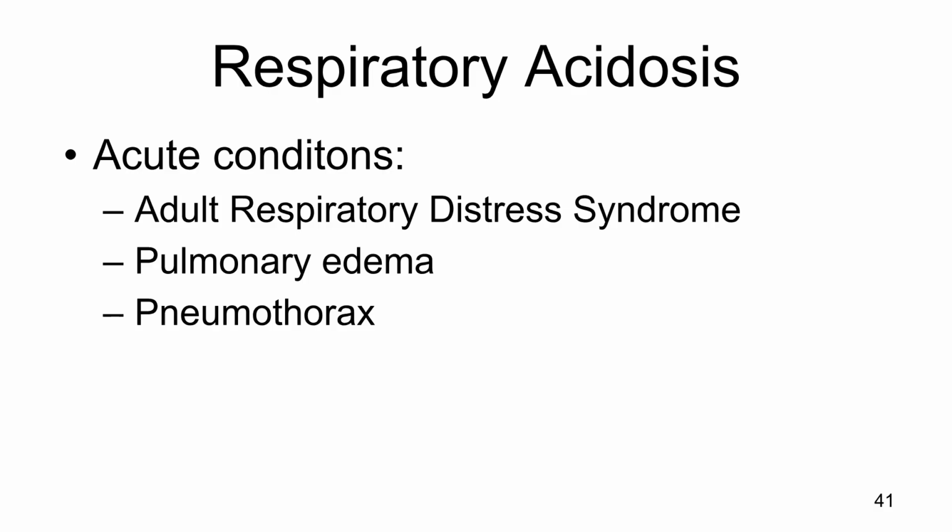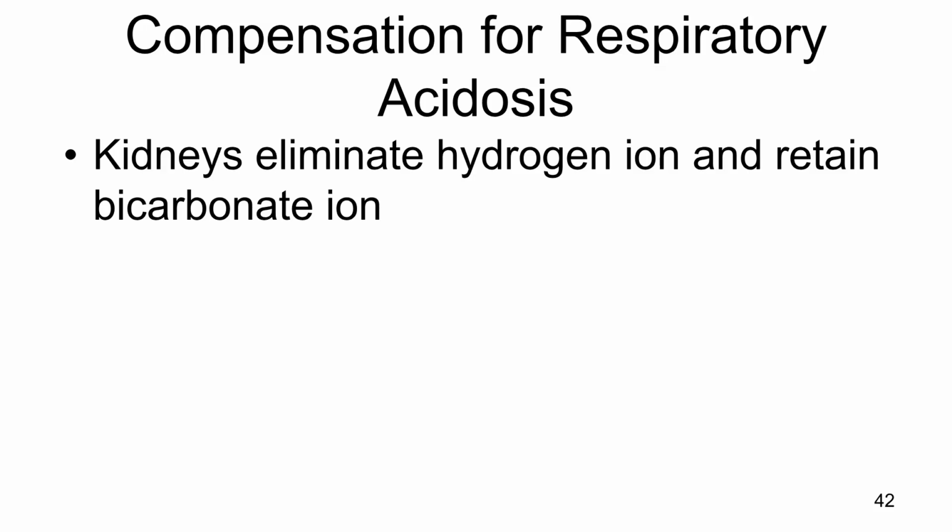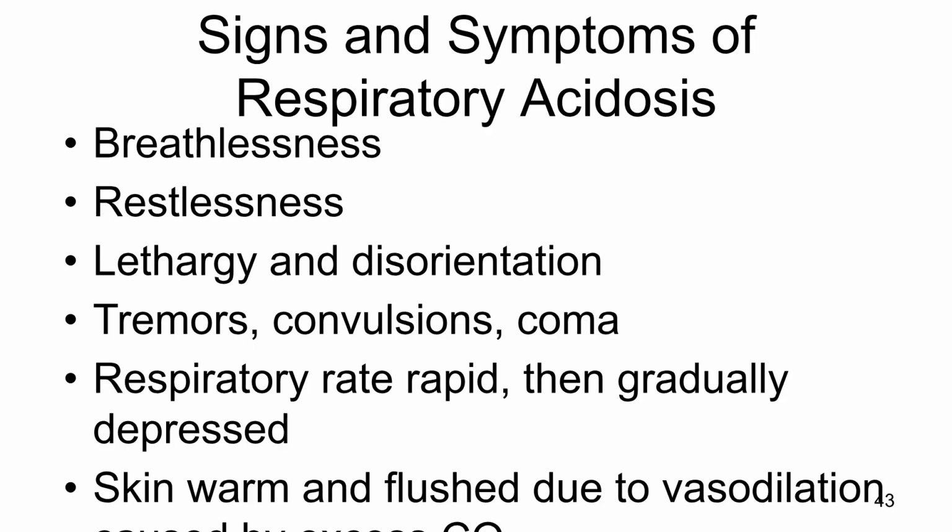Signs and symptoms of respiratory acidosis include breathlessness, restlessness, lethargy, disorientation, tremors, convulsions, and potentially coma. The respiratory rate is initially rapid, then gradually depressed. The skin may be warm and flushed due to vasodilation caused by excess CO2. Treatment for respiratory acidosis involves restoring ventilation, administering IV lactate solution, and treating the underlying dysfunction or disease.